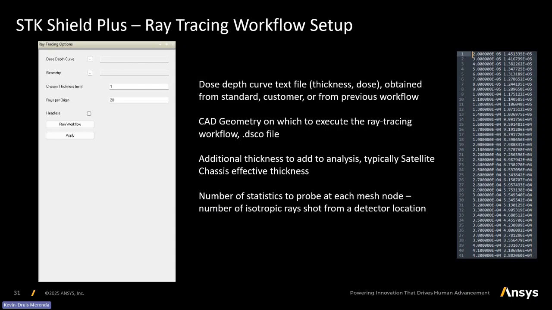Here are some details on what the parameters are. The dose depth curve is a very simple file with a thickness and dose in rad as a function on the right that you can see here. So in case you have a dose depth curve that you've already been provided, you don't have to regenerate it. You just need to have it in this simple format on the right here without any headers and use it as an input to the tool, and you will be able to start doing ray tracing.